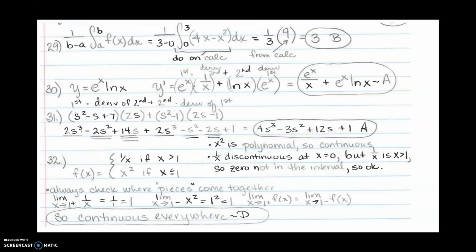So I need to check each of the individual functions. So first off, I need to look for continuity on 1 over x and continuity on x squared. The other place that I can run into trouble with a piecewise is where the pieces come together, so I also need to check at 1.